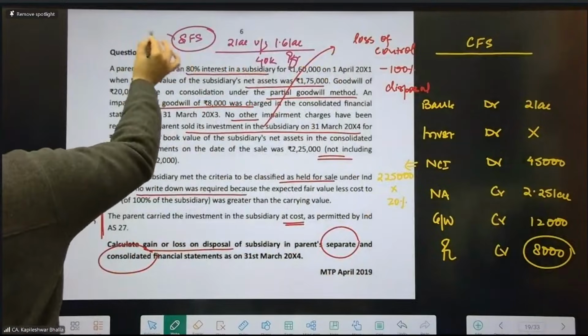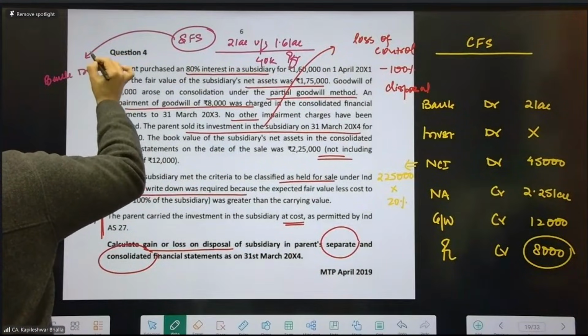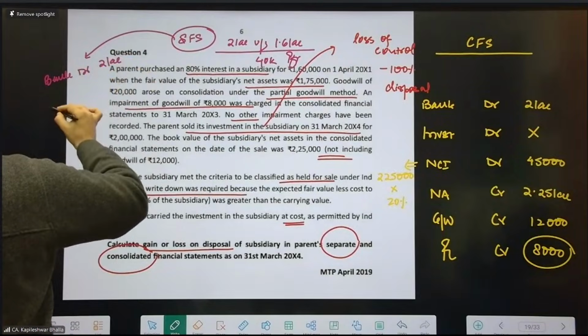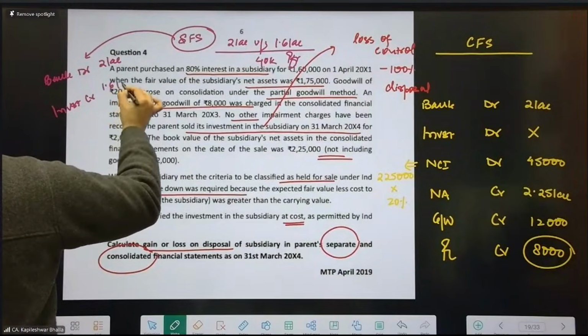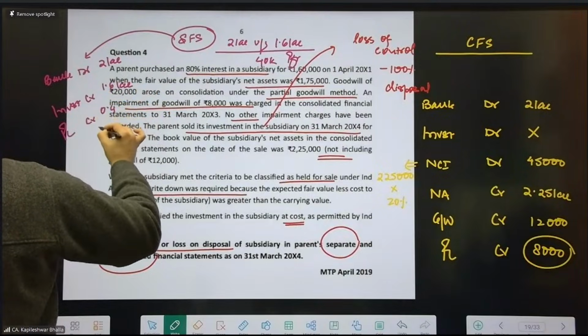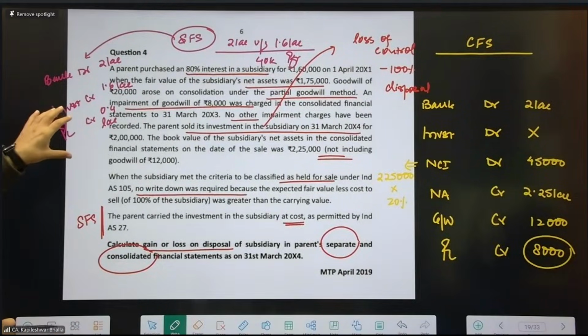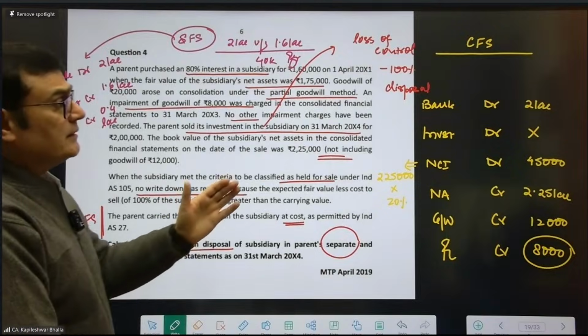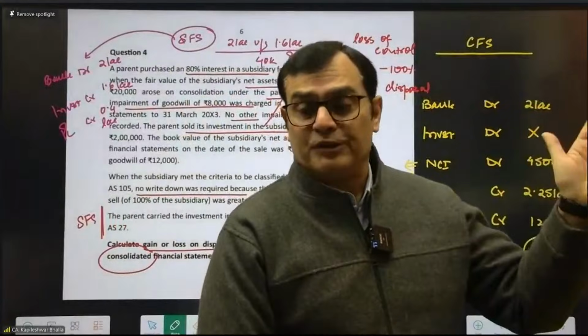If you want to look at the entry as well, it's going to be bank gets a debit, that is 2 lakhs. Investment gets a credit, that is 1.6 lakh. And there will be a balancing figure, that is 0.4 lakhs, which enters the profit and loss of the company. So this is the entry for the standalone financials, and this is the journal entry for profit and loss on the consolidated financial statements.